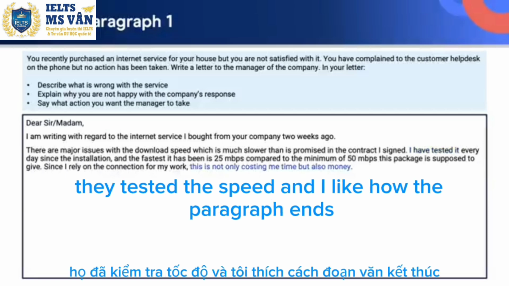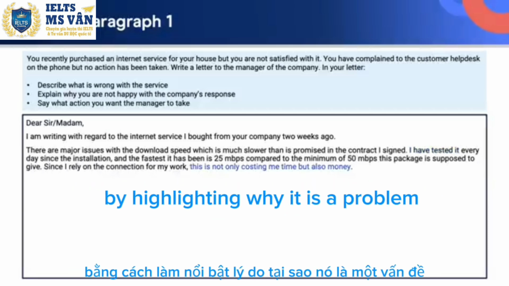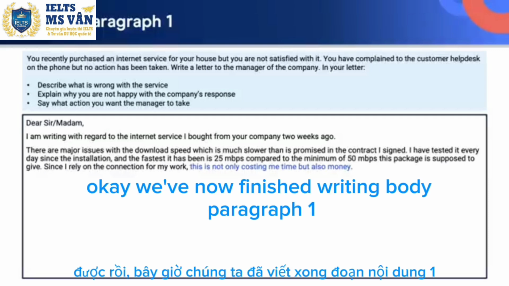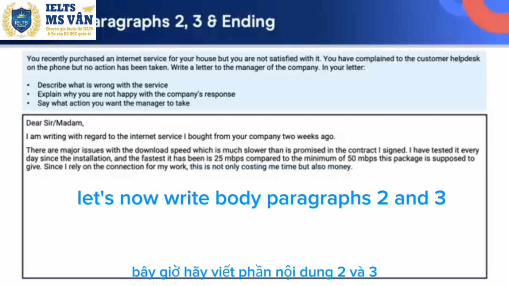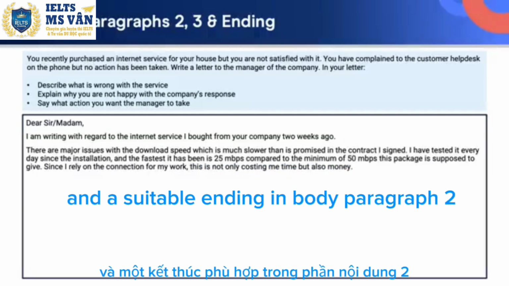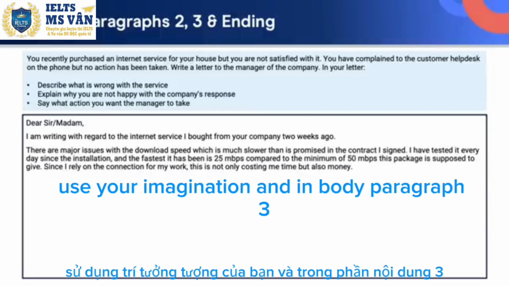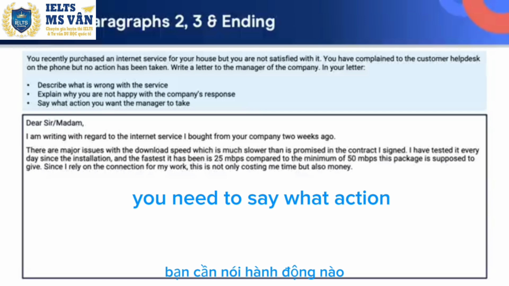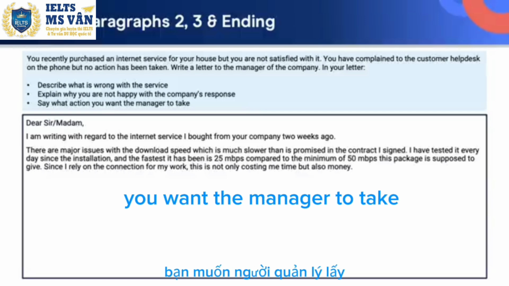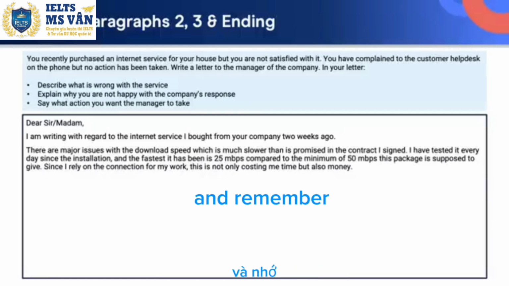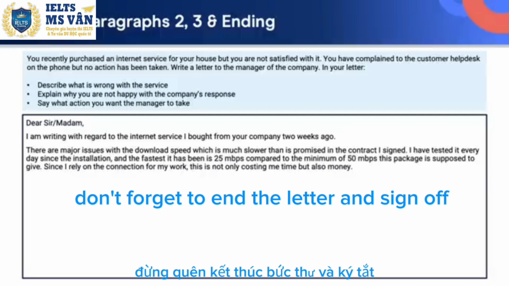And I like how the paragraph ends by highlighting why it is a problem. Okay, we've now finished writing body paragraph 1. Let's now write body paragraphs 2 and 3 and a suitable ending. In body paragraph 2, you should explain why you're not happy with the company's response. Use your imagination. And in body paragraph 3, you need to say what action you want the manager to take. And remember, don't forget to end the letter and sign off.